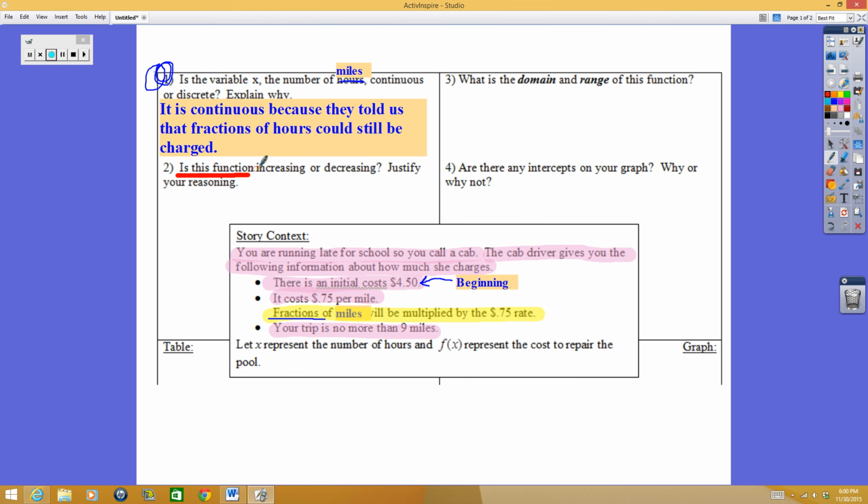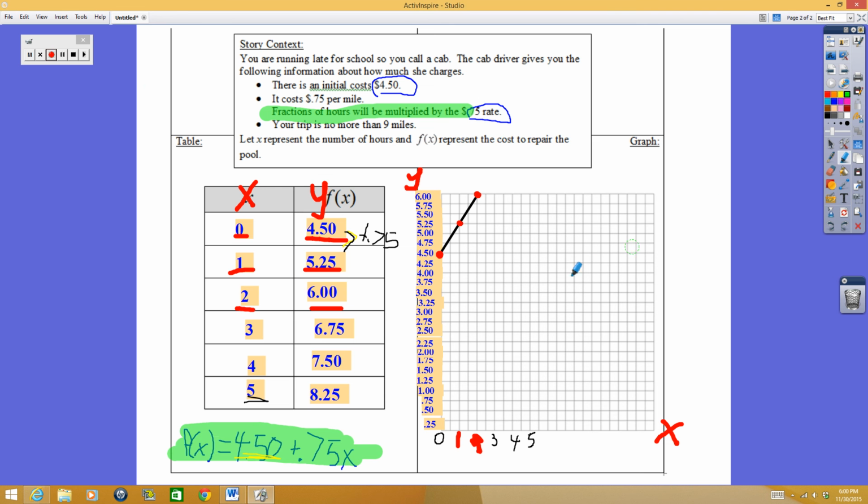Is this function increasing? Remember, there's some academic vocab, right? Or decreasing? Increasing means it's going up. Decreasing means it's going down. If I look at my graph, it is super easy to tell that my function is increasing, right? You read it from the left to the right. And it's going up. That's pretty obvious, right?